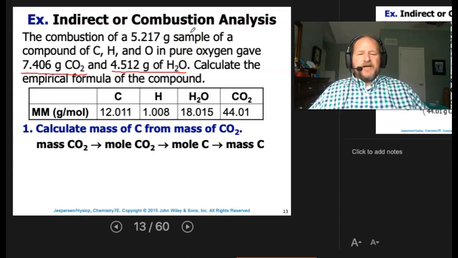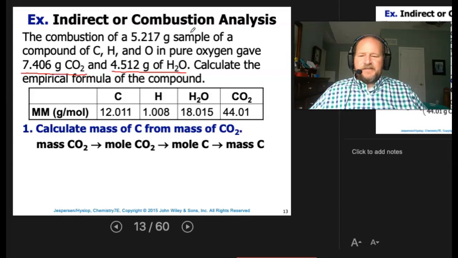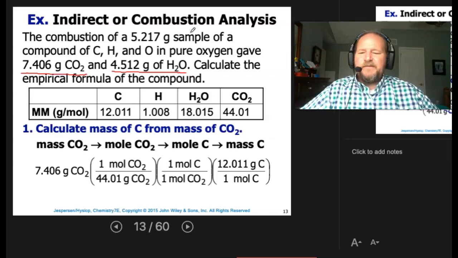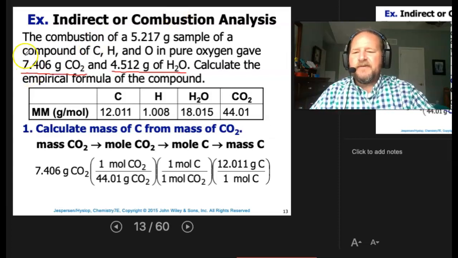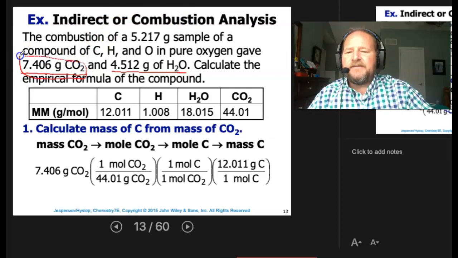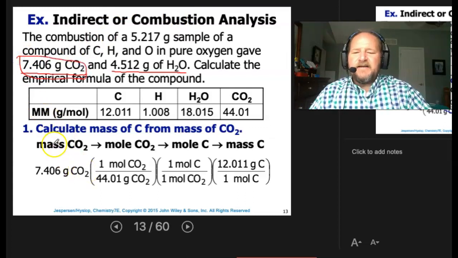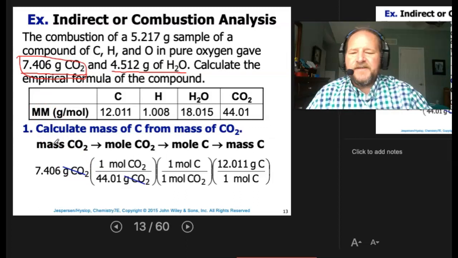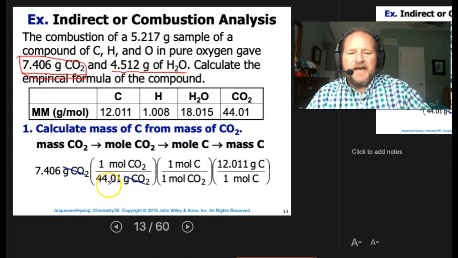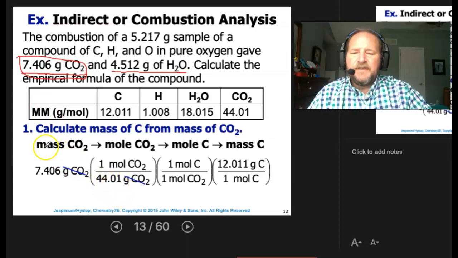Remember, it's a three-step process. It's always a three-step process. Mass to mole, mole to mole, mole to mass. So we're going to take 7.406 grams of CO2. That came from the scrubber itself. We're going to convert that to moles of CO2. So there's my formula mass for my CO2.